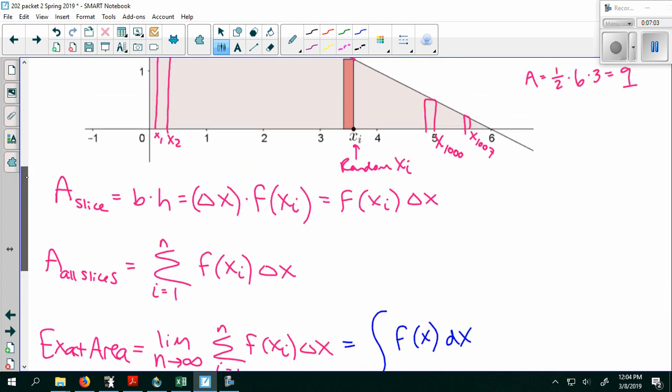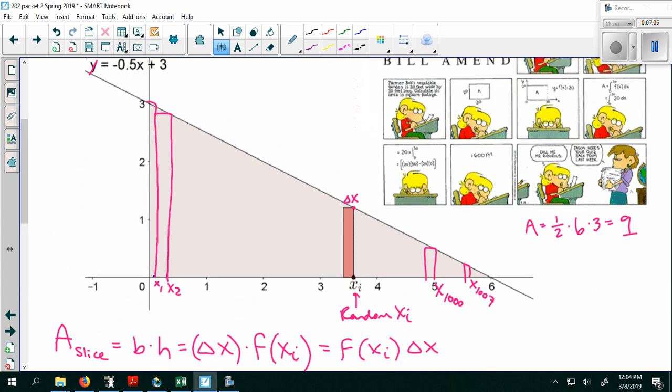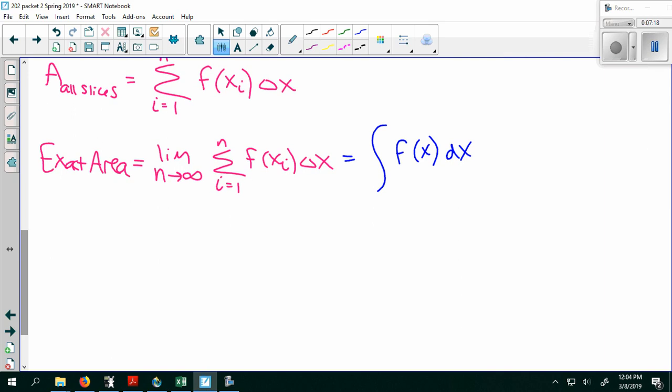Okay, so I'm drawing these rectangles. This was my first one, right? So I'm starting at 0, and I'm doing a bunch of rectangles, infinitely many rectangles, between 0 and 6. So my bounds of integration are going to be 0 to 6 of f of x dx. Now I'm not quite done because I have a formula for f of x. This is the integral from 0 to 6 of negative 1/2 x plus 3 dx.